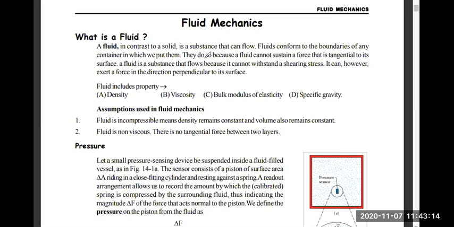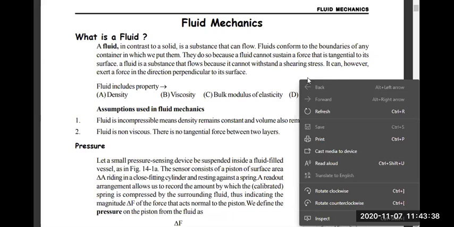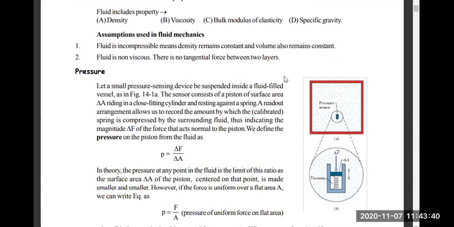Now, let's talk about the terms associated with this chapter. The first term is pressure. I hope all of you know what pressure is. Pressure is force per unit area. The definition of pressure is basically the same for gases as well as liquids. It will not change for any substance. It is change in force by area, or force per unit area.